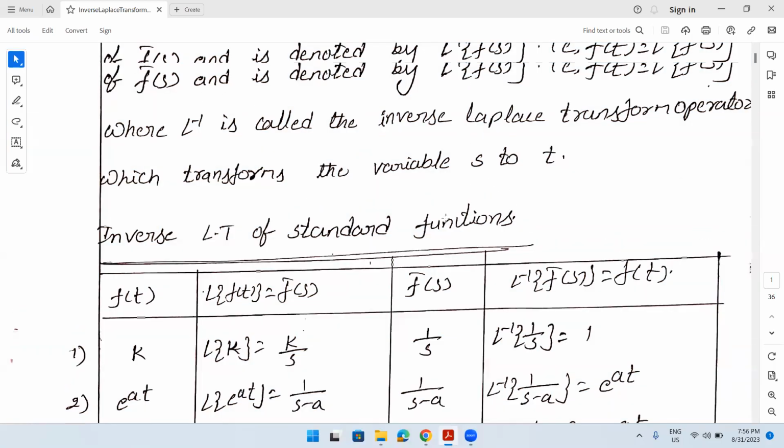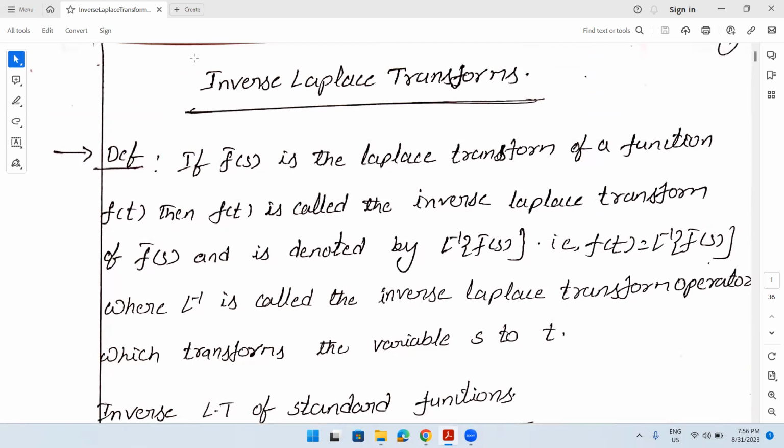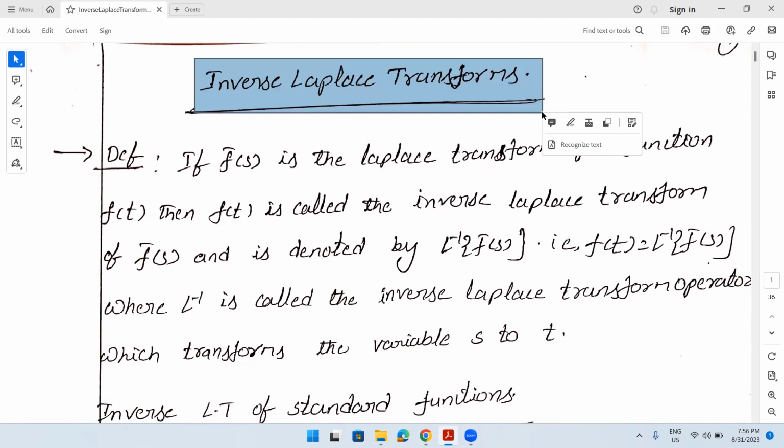Hello students, in this video we are going to see about inverse Laplace transform. So in this unit, that is Laplace transform, there are two types, Laplace transform as well as inverse Laplace transform. In the previous videos we have seen about Laplace transform. Now we shall see about inverse Laplace transform.